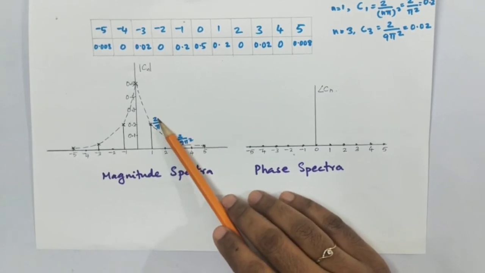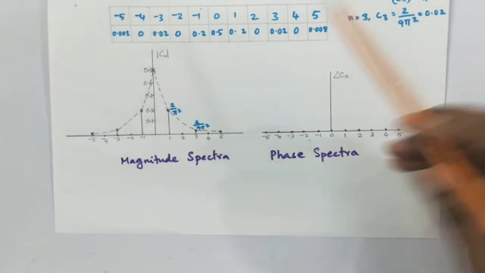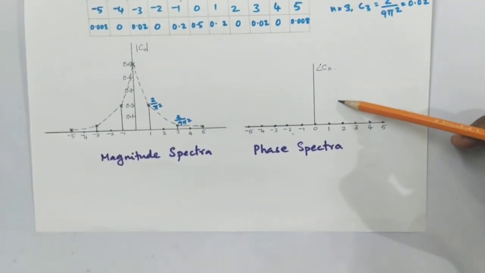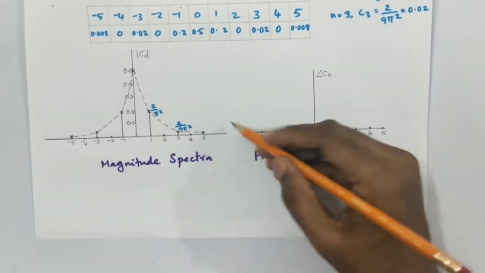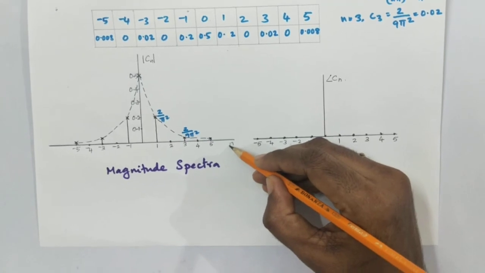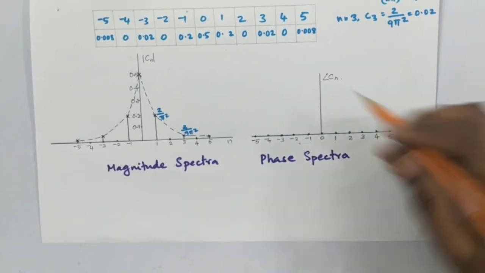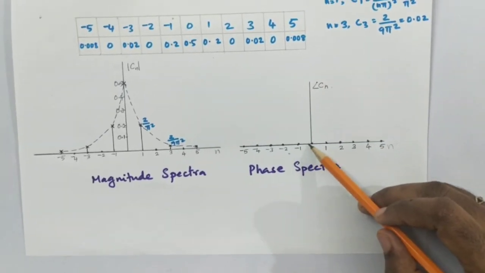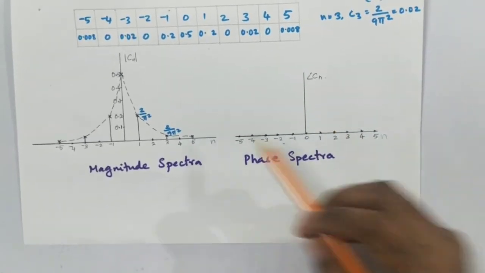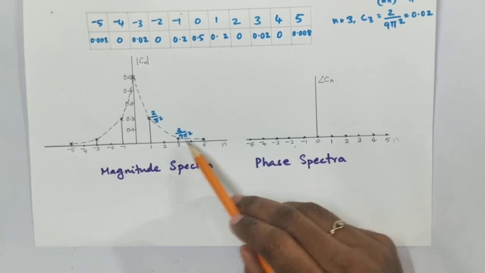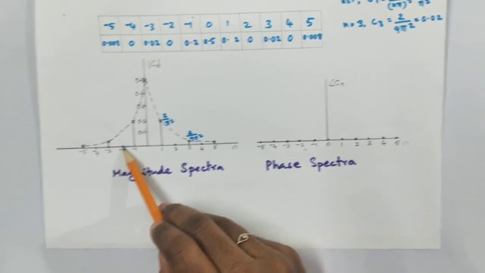And this is our magnitude spectra. And this is our phase spectra, the angle, the phase of Cn versus n. So here it is n. So this is the magnitude spectra. These values are 0 for all n. So here for 2, 4 and minus 2, minus 4 it is 0.